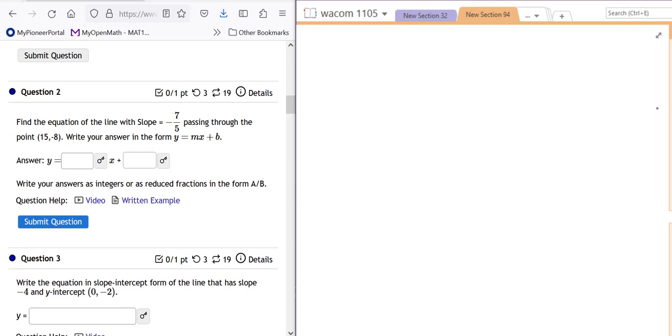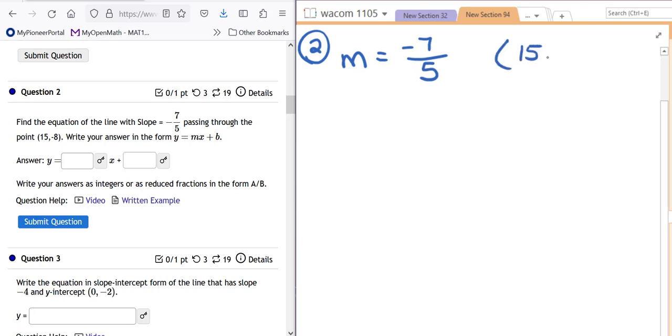But you need a slope and 1 point to be able to do it. All right, so this equation of the line with slope m equals -7/5. It passes through this point 15, -8, and they want us to write the final answer in y equals mx plus b. All right, so that's how we want it at the end. But to begin with, this is a nice standard question. They're giving you slope, they're giving you 1 point. Go to the point slope formula.